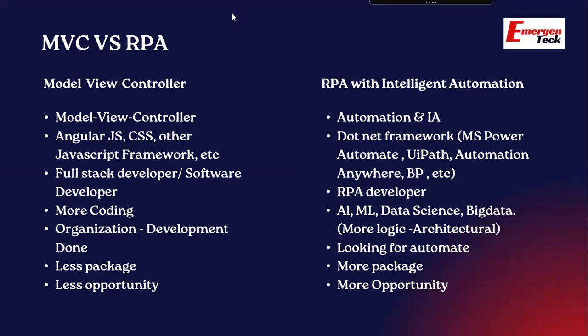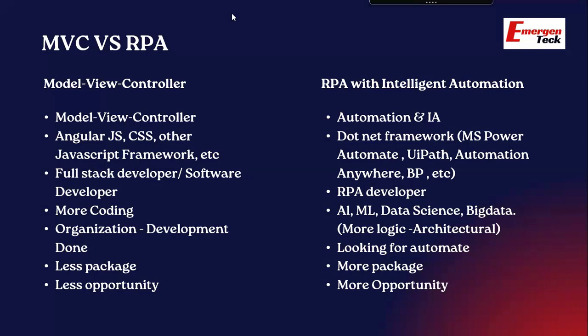is the difference between MVC and RPA. And mostly we will focus on intelligent automation because RPA is, we can say, a legacy term as compared to intelligent automation. So normally what happens, a lot of people want to transform their career into the software field. Maybe they are working in some other field, and their expectation is, I want to go to the software industry. Why? Because of good compensation, salaries, benefits, and obviously the growth.